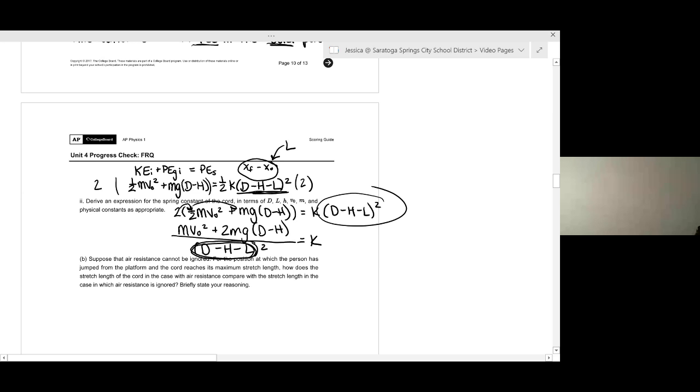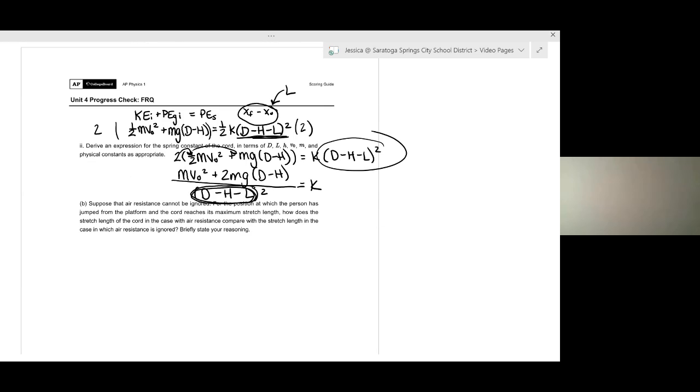Okay, so suppose that air resistance cannot be ignored. So we're now talking about some real physics. For the position at which the person has jumped from the platform and the cord reaches its maximum stretch length, how does the stretch length of the cord in the case with air resistance compare to the stretch length in the case where air resistance is ignored?